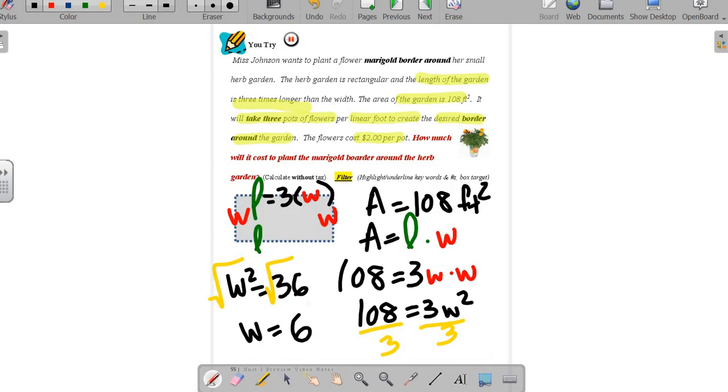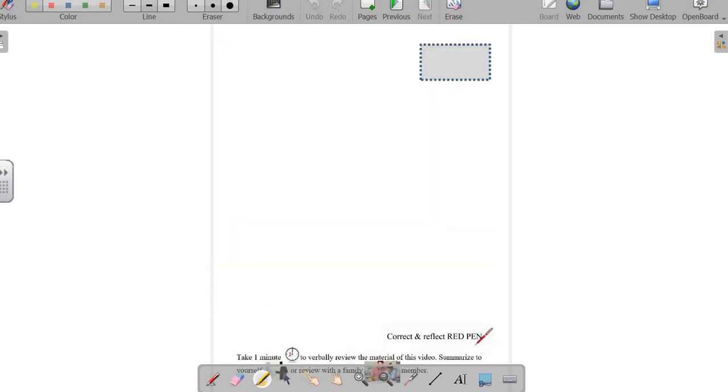Alrighty, welcome back. Let's see how you did so far. So your area is 108, area's length times width. We were told the length is 3 times the width, so that's 3W. So you end up with 3W times W equals 108. You solve, W times W is W squared. So I have W squared, divide by 3, I get 36. Opposite of squaring is square rooting. I got the width is 6. So far, we know the width is 6 feet. And the length is 3 times, so that's going to be 18 feet.